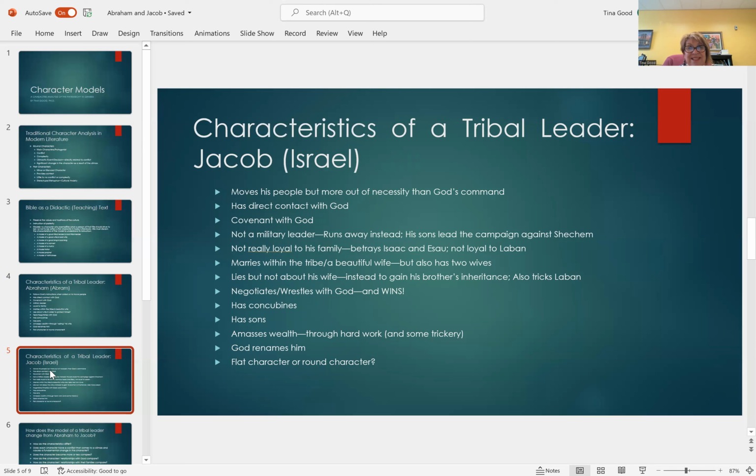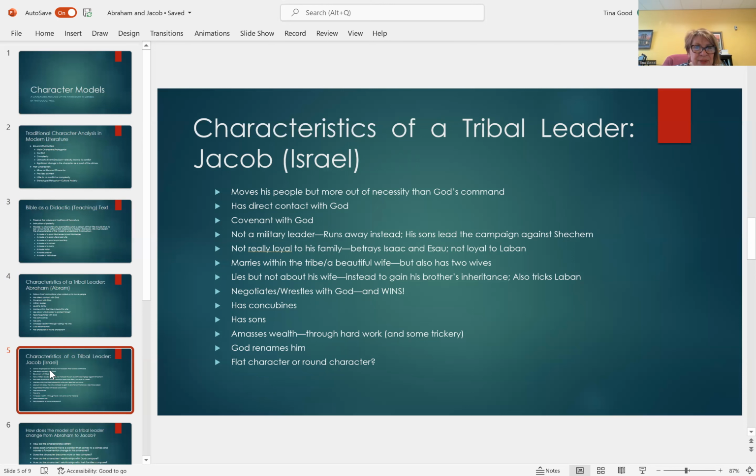Jacob is not really loyal to his family at all. He betrays Isaac and Esau, and he is also not loyal to Laban. He does marry within the tribe. He takes, again, a beautiful wife, just as Sarah was, but he also has two wives, right? He has not just one wife, but two wives, Leah and Rachel, who one could argue, if we combine the two of them, might be the equivalent of Sarah.